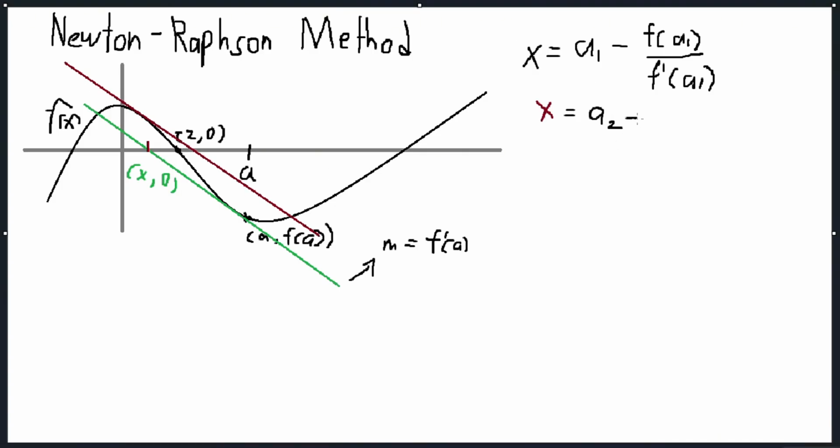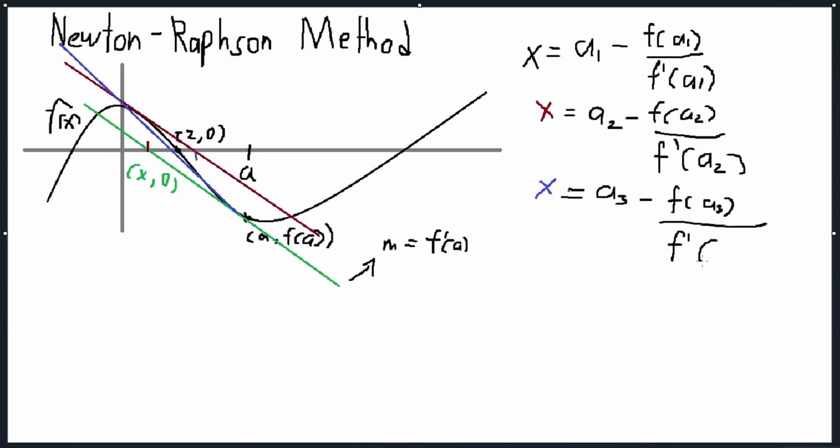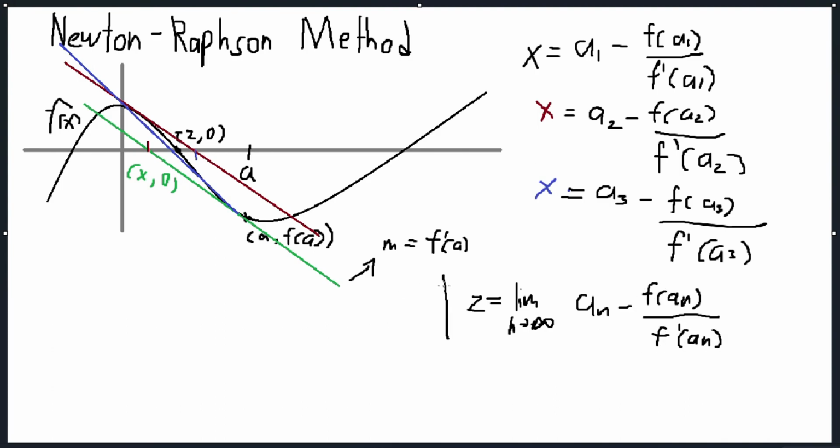So for this method to work, you will need to pick a number that is extremely close to the desired zero of the function. Then after some iteration, we can say that as the iteration approaches infinity, you will eventually reach z, which is the input that satisfies f of z equals 0.